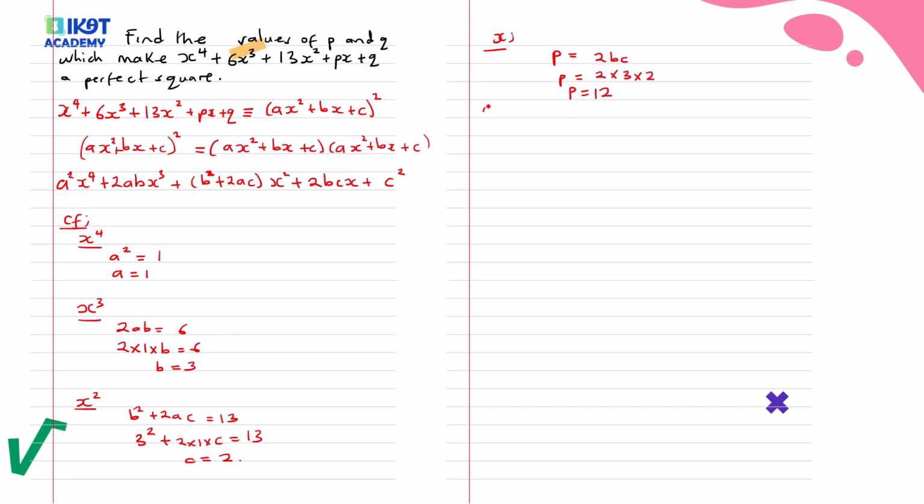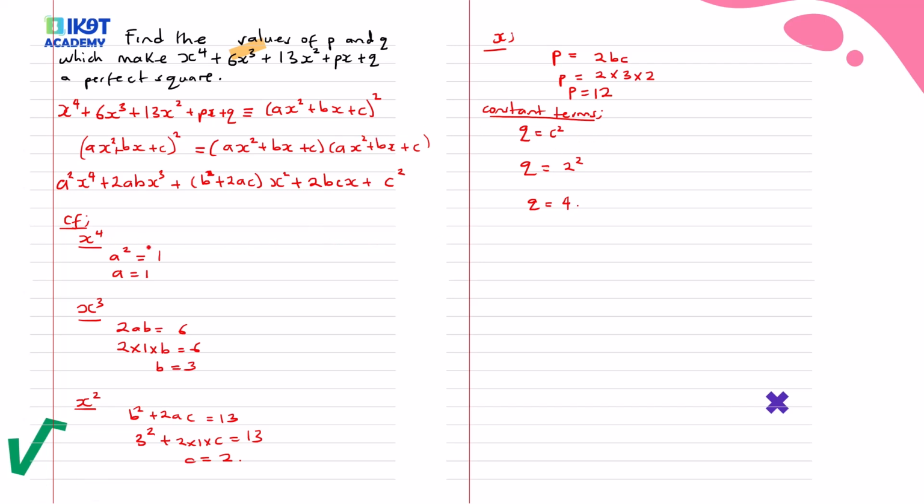Then we go to the constant terms. q is going to be equal to c squared. Remember we found c as 2, so this is 2 squared, then q is 4.